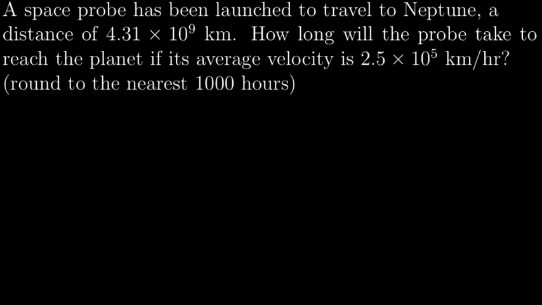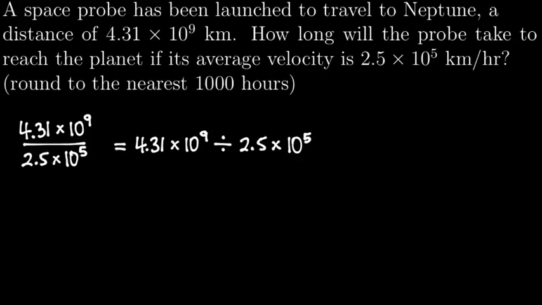A space probe has been launched to travel to Neptune, a distance of 4.31 times 10 to the 9 kilometres. We're given the speed of it, which is this number here, and we want to know how long it will take to get there to the nearest 1,000 hours. This time we're going to do a division because we're given the distance and the speed. So if I divide the distance by the speed, I'll get how long it takes to get there.